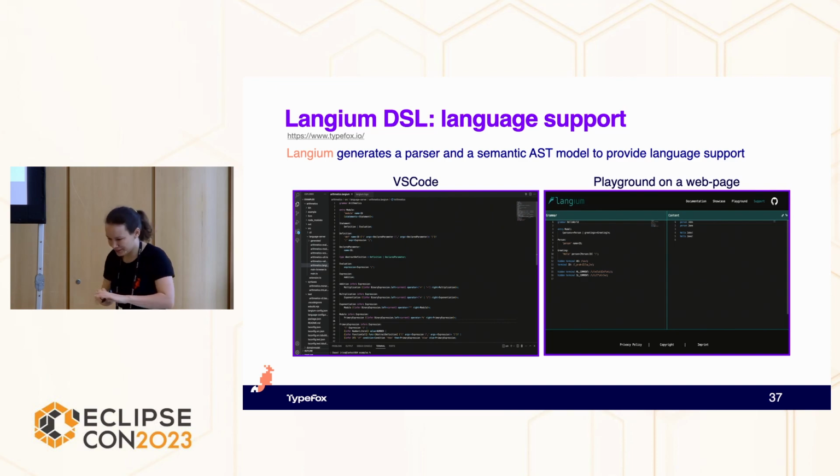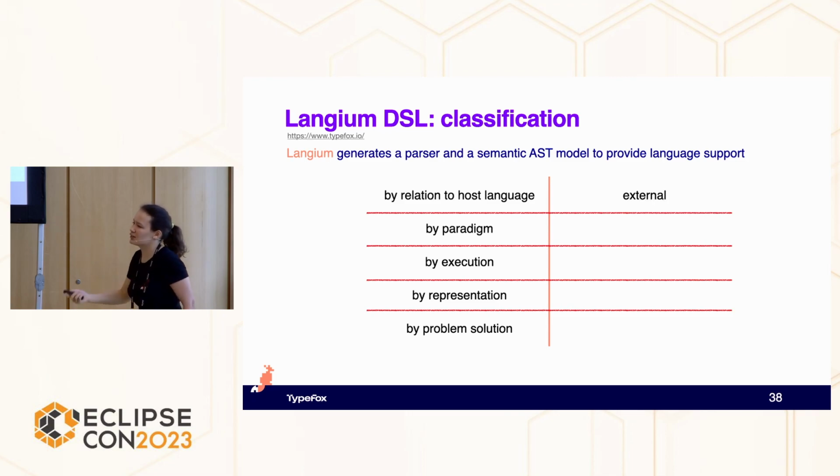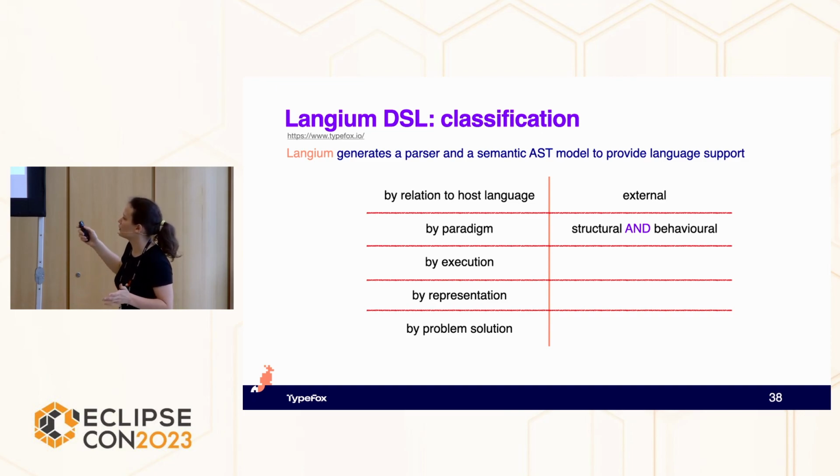Now, what does this language exactly do? By classification, it's external, it's structural and behavioral, because we describe the structure of our DSL with the grammar, and behavior. It's transpiled to TypeScript, obviously it's textual, and it holds a data model description, the problem solution.